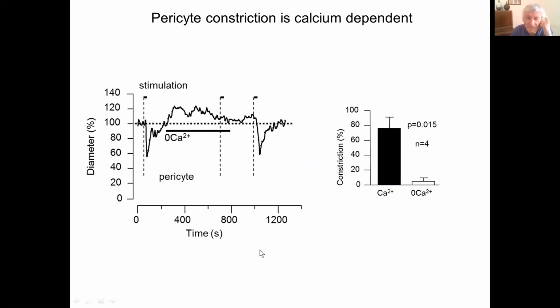Now, how does this happen? If you repeatedly evoke this constriction and then take the calcium away, you can see that you can abolish the constriction just here when there's no calcium outside. So they're just like little muscle cells. The constriction goes down to 0 in 0 calcium. And there's also a poorly maintained dilation when you take the calcium away, as though they're producing some constant tone, which is lost when you take the calcium away.